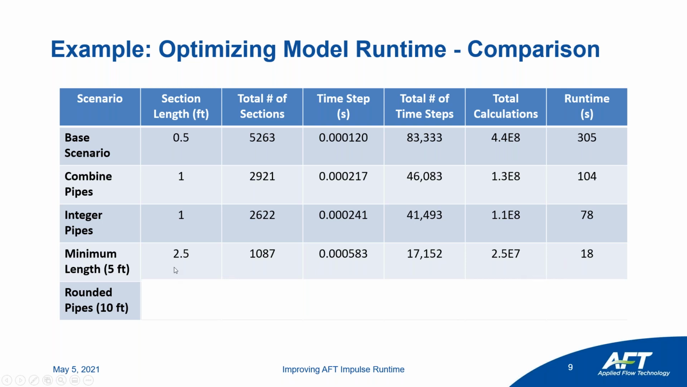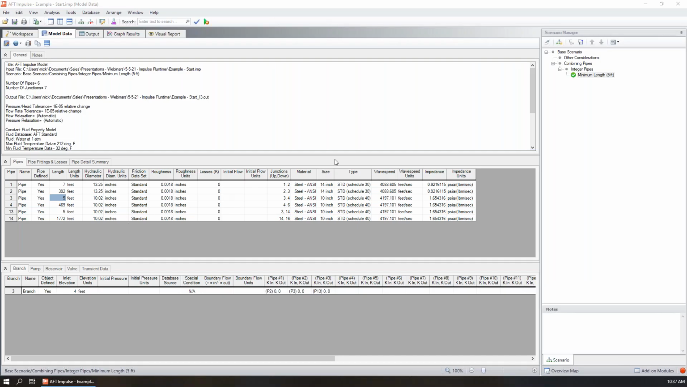So something that we could do even better is if we rounded all of the pipes to 5 feet, but if we want to be really extreme and see how low we can get this runtime down to without completely destroying the model, we can round our pipes to 10 feet. So that'll be our final experiment. And that we can do, we can actually run this one from Impulse, which will be exciting, I know. So we'll call this scenario rounded pipes. We'll say 10 feet.